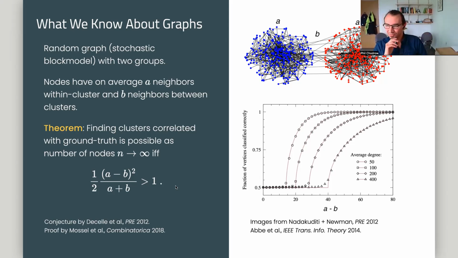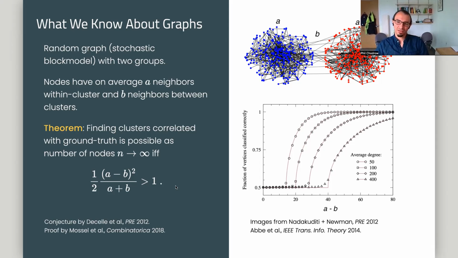So for an example of what this looks like, if you plot the performance of an algorithm as a function of these parameters A and B, you see something like I have on the bottom right here. This is a figure from Decelle and Newman in a paper from 2012. Your algorithm is going to do no better than random chance for certain parameter regimes, and then you're going to see this nice phase transition where suddenly your algorithm begins to recover clustering that is correlated with ground truth, not perfect, although it might become asymptotically perfect, but it'll be at least correlated.